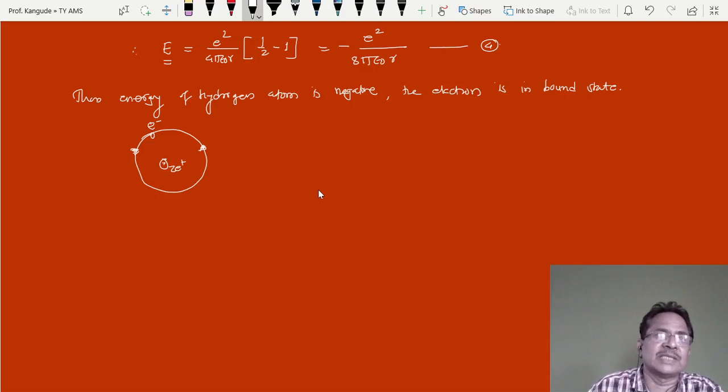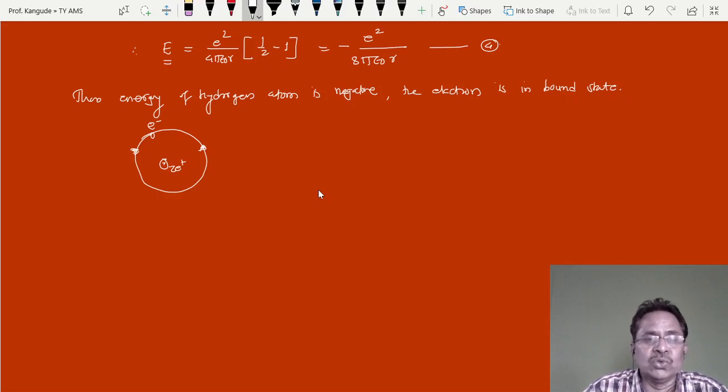Both these laws are satisfied in this case, but there is one more very important difficulty because of electromagnetic theory. In electromagnetic theory, whenever a charged particle is accelerated, it must radiate. That is one of the basic fundamental concepts of electromagnetic theory. And here inside a hydrogen atom, this electron is in a bound state, so it is undergoing circular motion, and circular motion is always an accelerated motion.